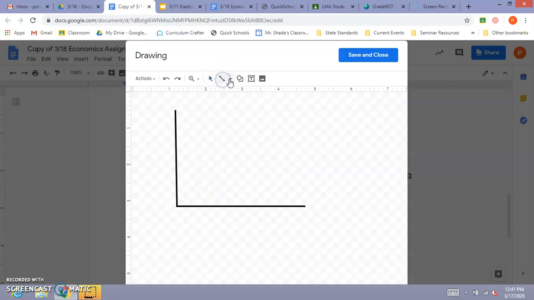Remember that if there is a shift in demand, not just a change in price, that means we're going to have to draw a new line. So it's either going to go that way or it's going to go that way. You have to decide, and then you have to draw it on this graph.